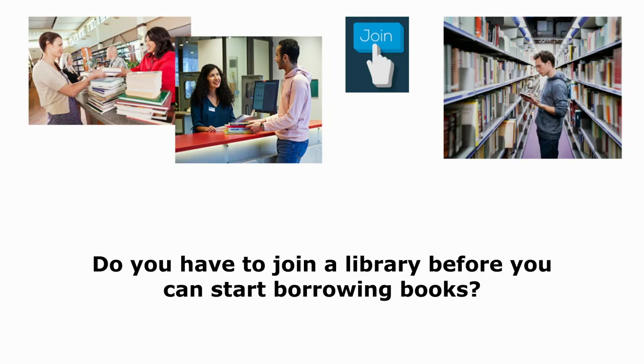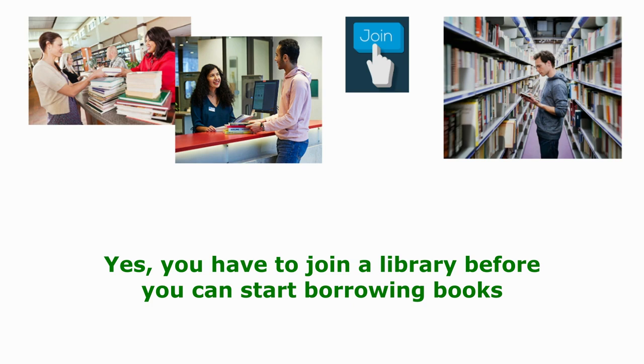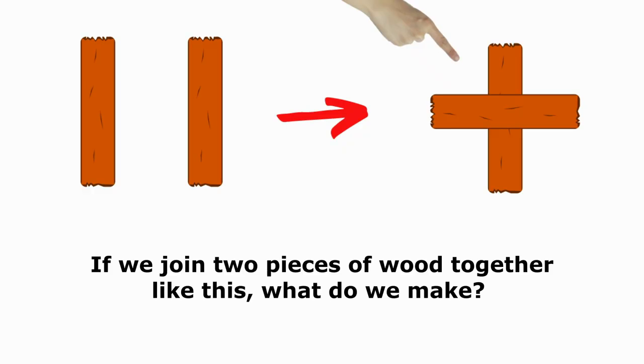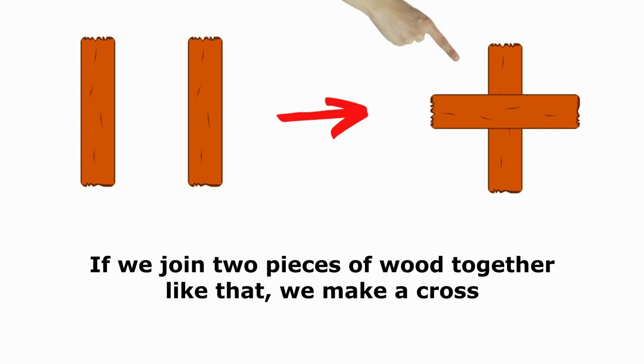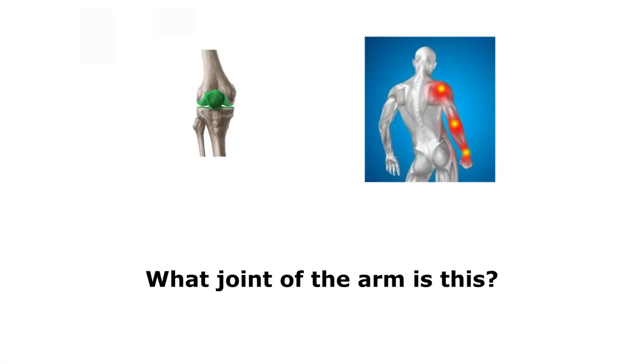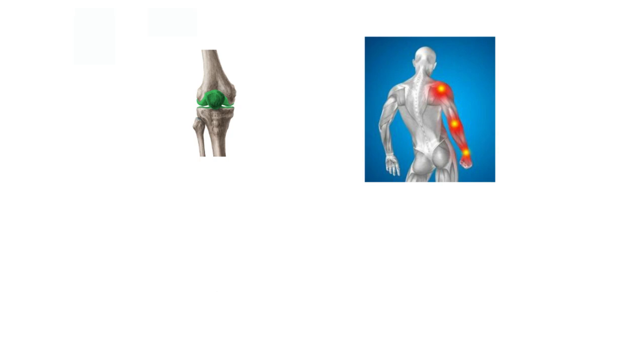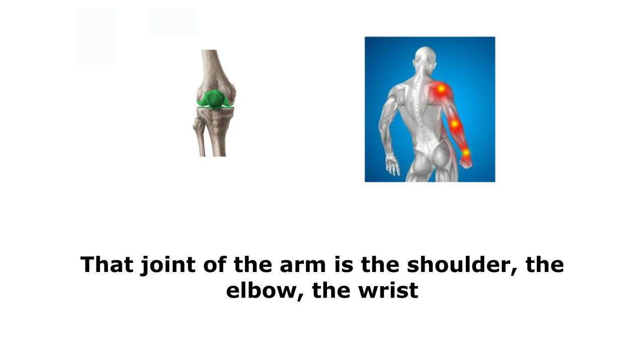Join. Joint. Shoulder. Elbow. Do you have to join a library before you can start borrowing books? Yes, you have to join a library before you can start borrowing books. If we join two pieces of wood together, like this, what do we make? If we join two pieces of wood together like that, we make a cross. What joint of the arm is this? That joint of the arm is the shoulder, the elbow, the wrist.